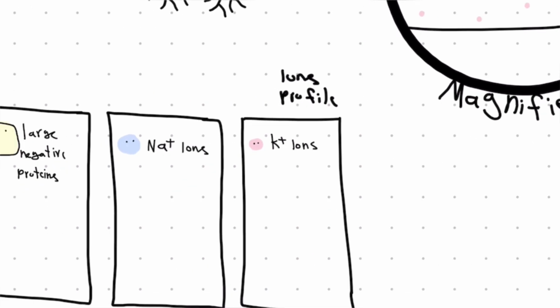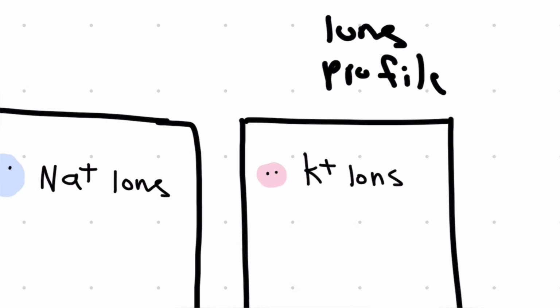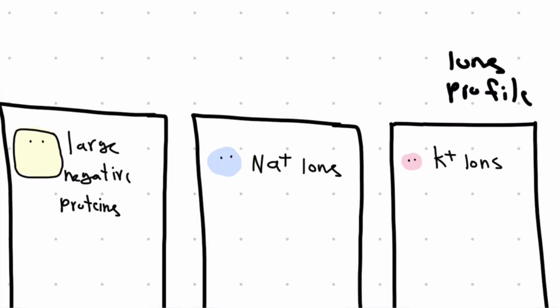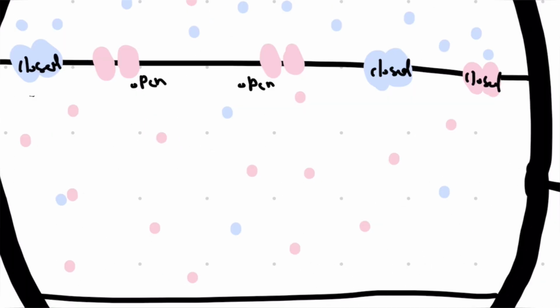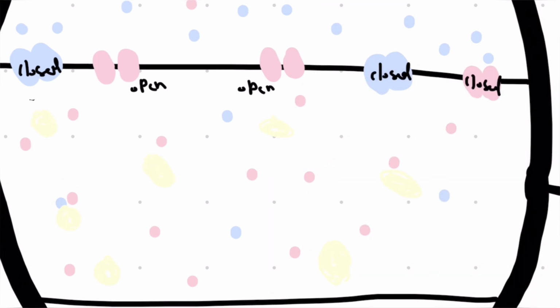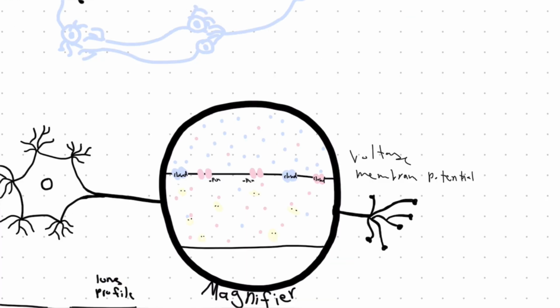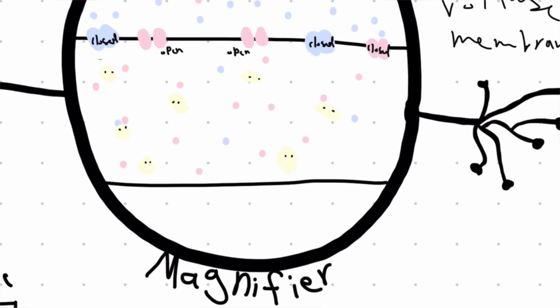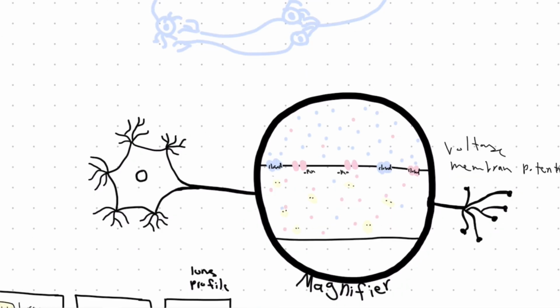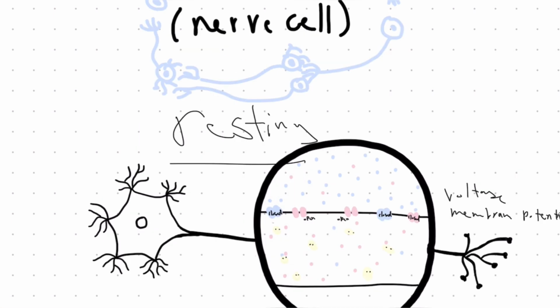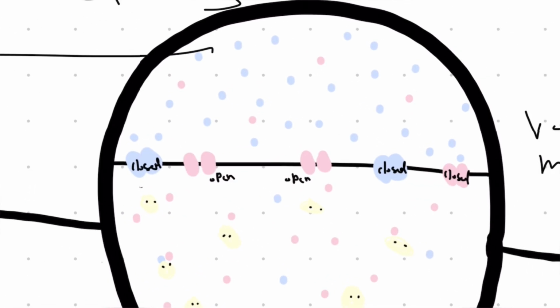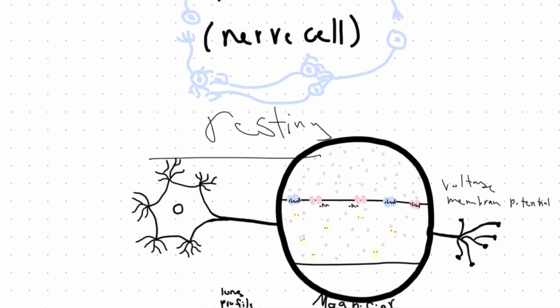I'm going to talk about the potassium ion, K positive, and the sodium ion, Na positive. We have another one called the large negative protein, and they are located inside the axon and are so large that they just stay here. I drew this picture according to the resting state. When a neuron is not receiving or sending a message, it is in a resting state. In the resting state, the concentration of potassium ions is higher inside than outside, and the concentration of sodium is higher outside than inside.